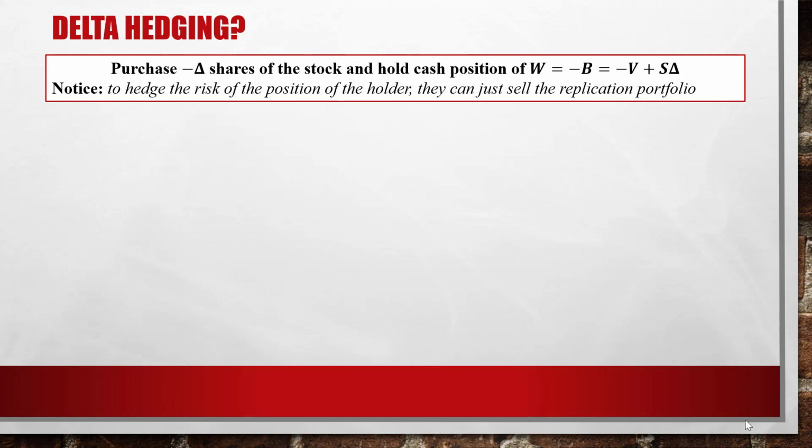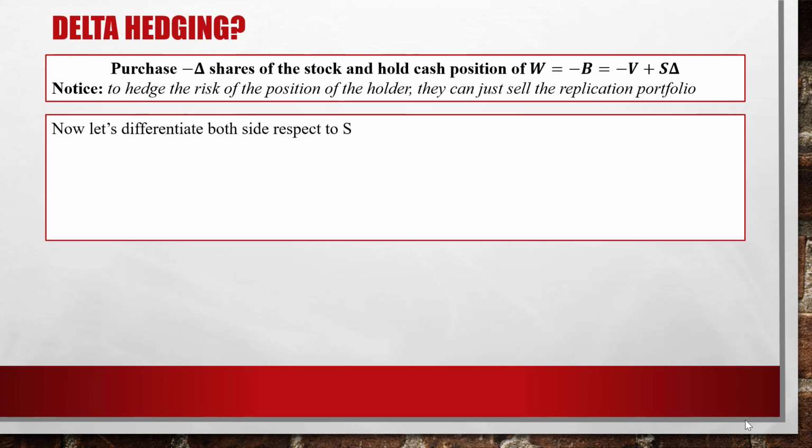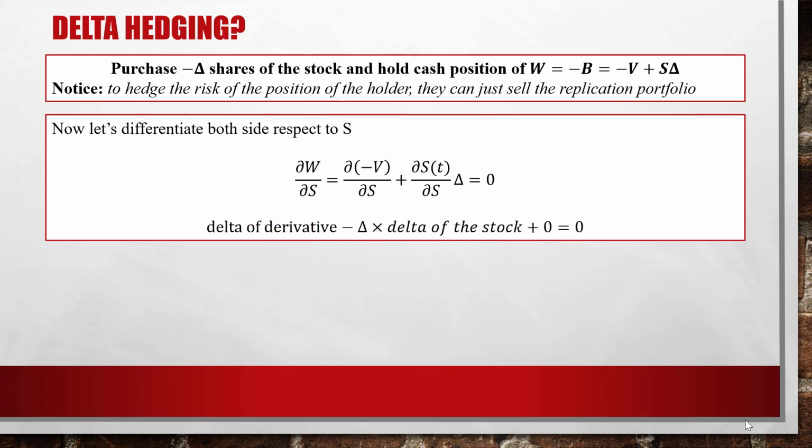Basically, in order to hedge the risk of the position of the holder, they can just sell the replication portfolio. So here delta hedging means we sell. The holder purchases and we sell. This is the main point in delta hedging. Alright, if we differentiate with respect to S, then we get the delta of the derivative minus delta times the delta of the stock equal to 0. So for delta hedging, the main thing we need to do is make sure that the deltas of both sides cancel out.